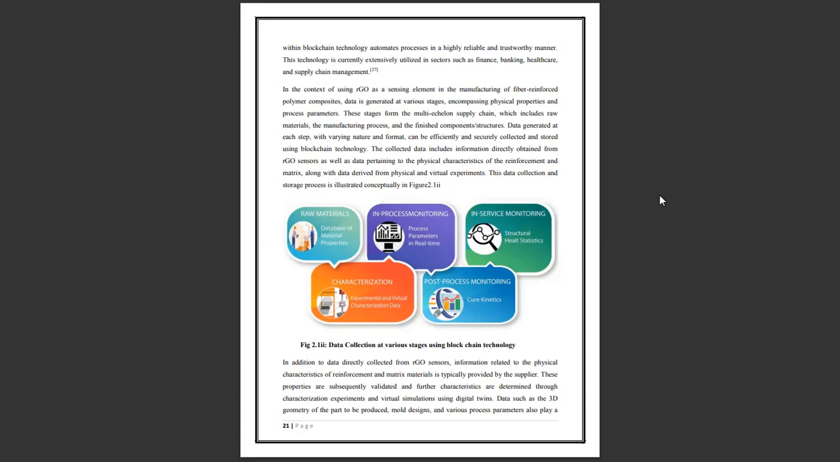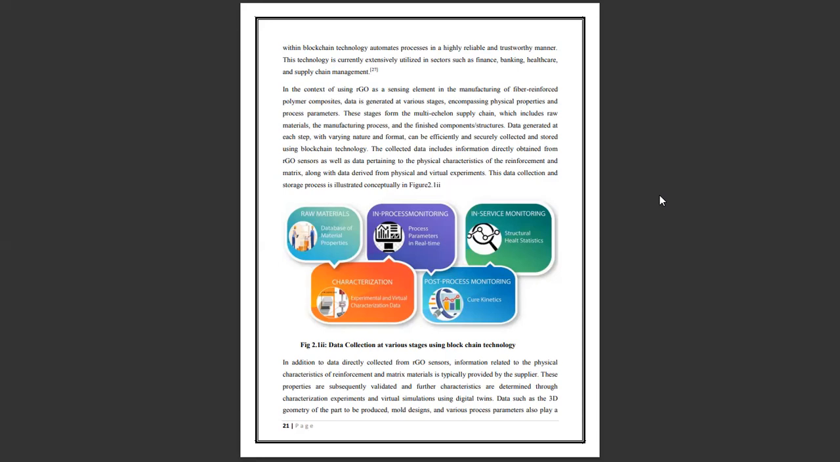This figure shows the data collection at various stages, from raw materials and process monitoring, in-service monitoring, then characterization and post-process monitoring. In addition to data directly collected from RGO sensors, information related to the physical characteristics of reinforcement and matrix materials is typically provided by the supplier. These properties are subsequently validated and further characteristics determined through characterization, experiments, and virtual simulations using digital twins.